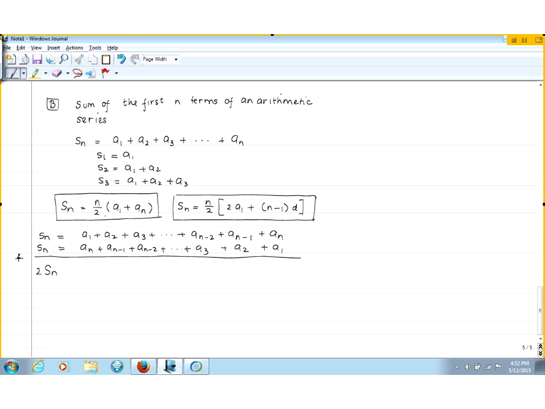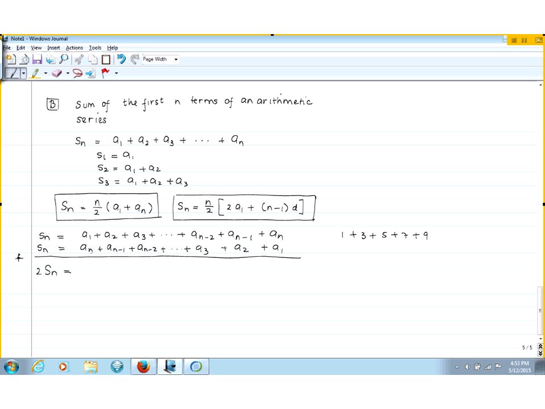2 times Sn. Okay. So I'm just explaining where this formula comes from, n over 2 times (a1 plus an). 2 times Sn. So what is this? a1 plus an, a2 plus a(n minus 1), etc. But they all should be the same. So you have a2 plus a(n minus 1), which is the same as an plus a1 here, and then this is a(n minus 2) plus a3.